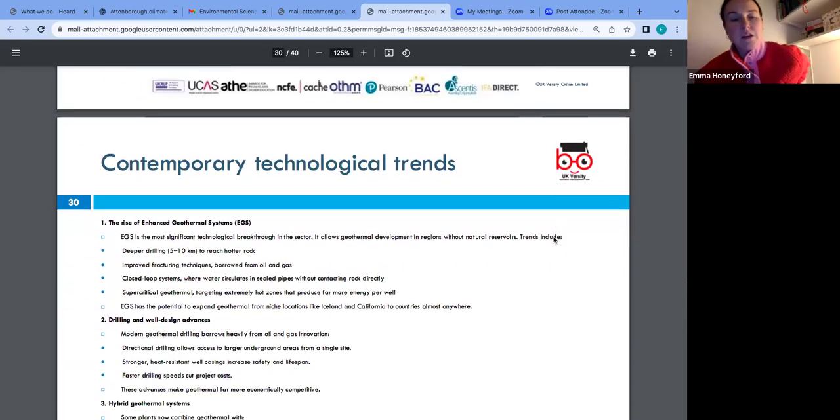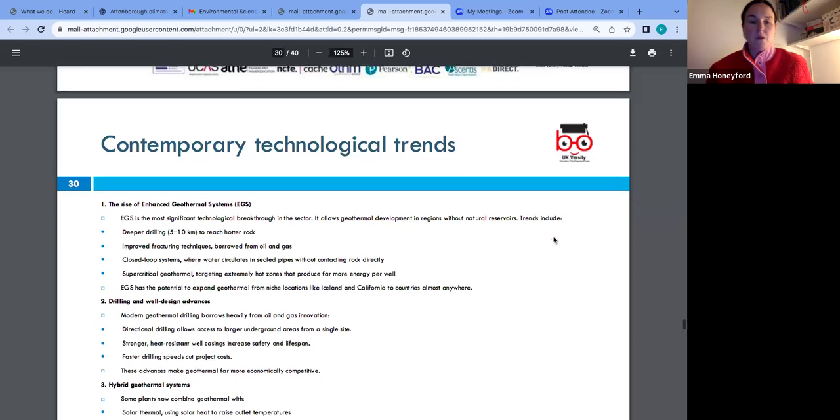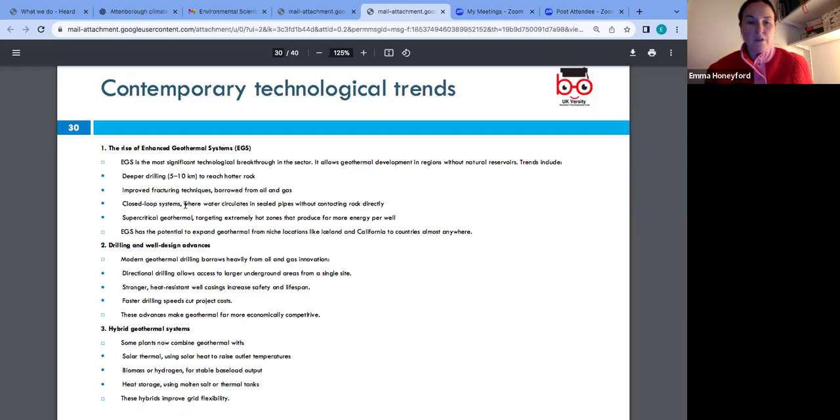Which leads on to this next section around technological trends. So we have seen the rise of enhanced geothermal systems, which has been the most significant technological breakthrough in the sector. It allows geothermal development in regions without natural reservoirs. So that's worth being aware of. And then it goes into the science a little bit on here. I am running out of time, so I'm just going to quickly go through the main areas so then you can have a read back over this.